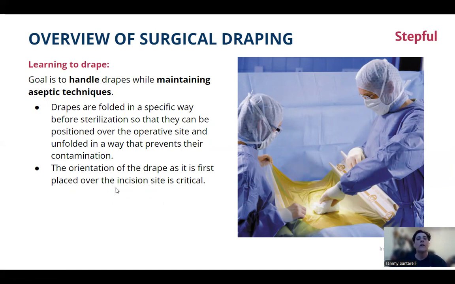Drapes are folded in a specific way before sterilization so they can be positioned over the operative site and unfolded in a way that prevents their contamination. The orientation of the drape as it is first placed over the incision site is critical. And once we position that drape and we lay it down on the patient, that's where it has to stay. We can't shuffle it. We can't move it. Where we lay it is where it stays.